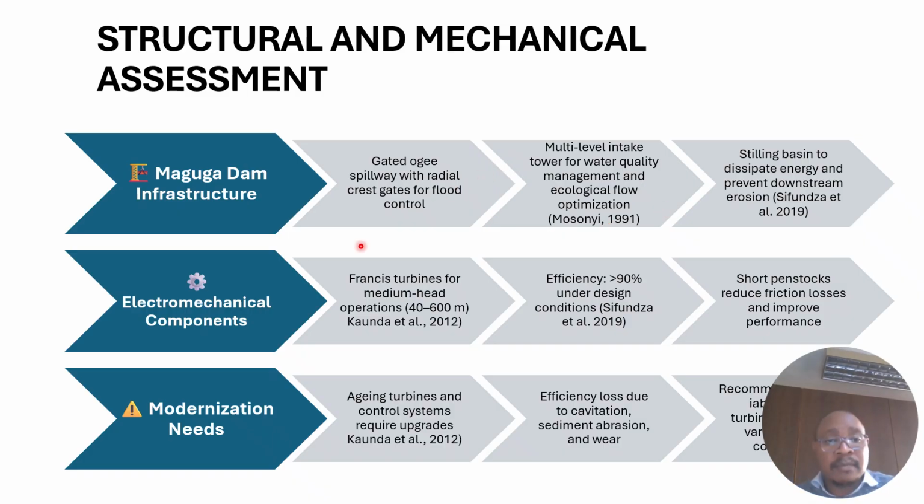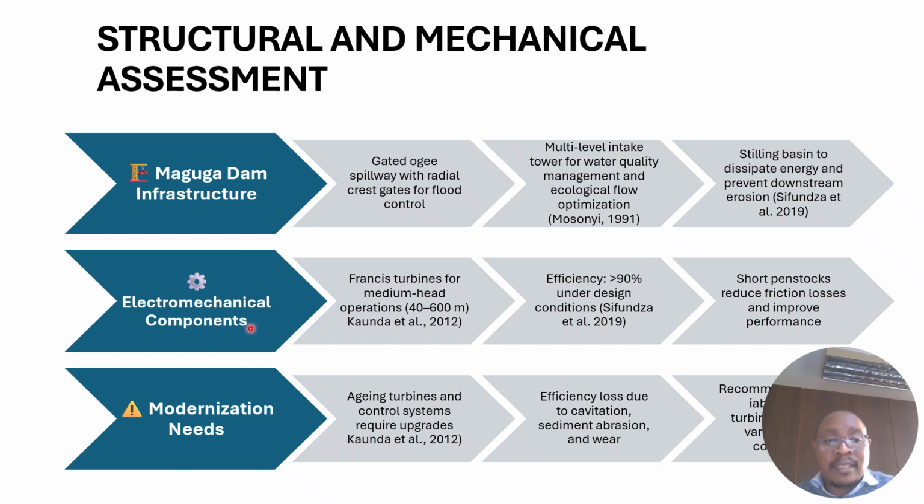And then the structural and the mechanical assessment. The Maguga dam infrastructure is a gated spillway with a radial crest gate for flood control. And then it has the multi-level intake tower for water quality management. And then the stilling basin to dissipate energy and prevent downstream erosion. That is the infrastructure of the dam.